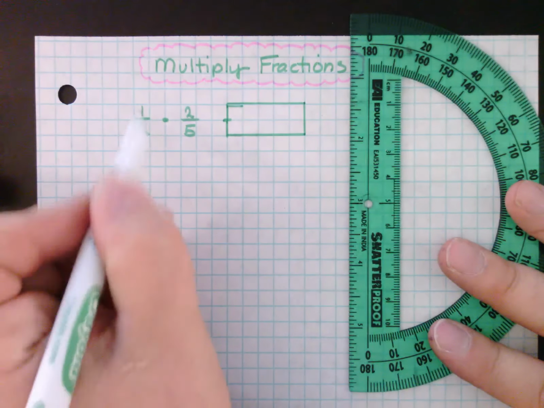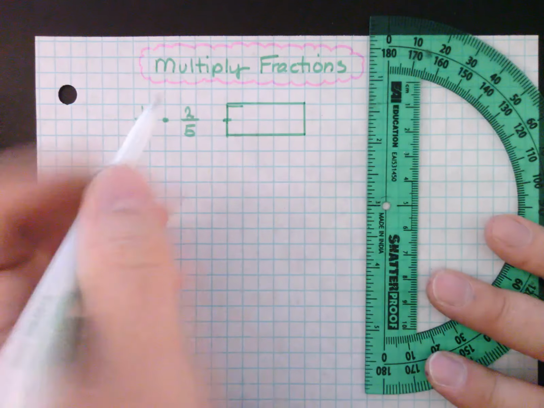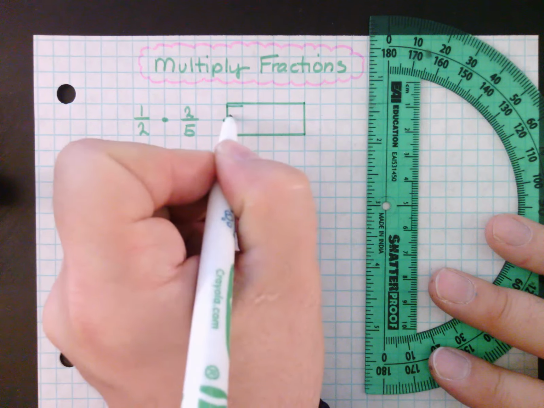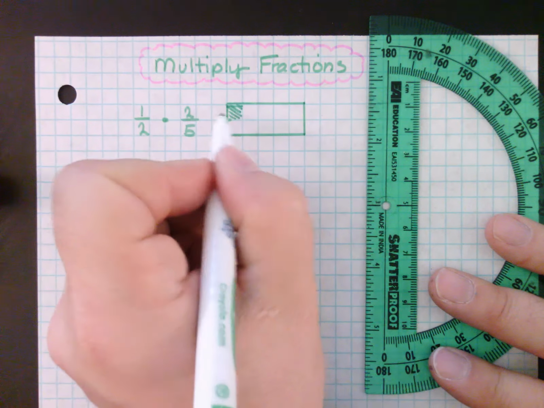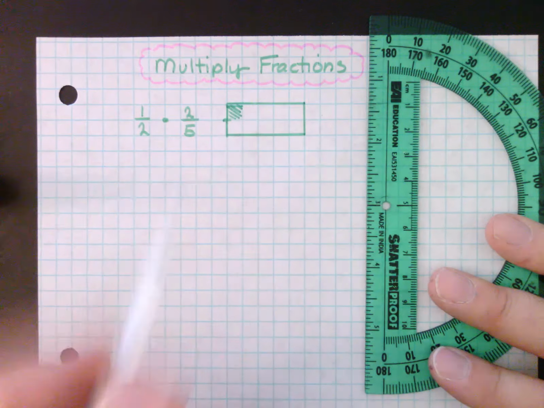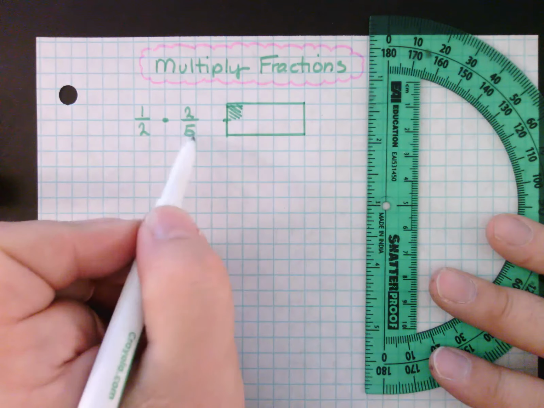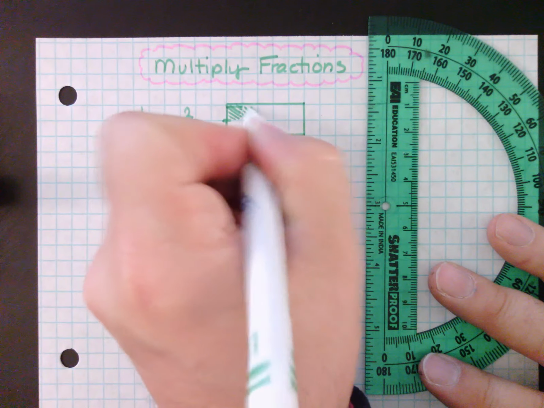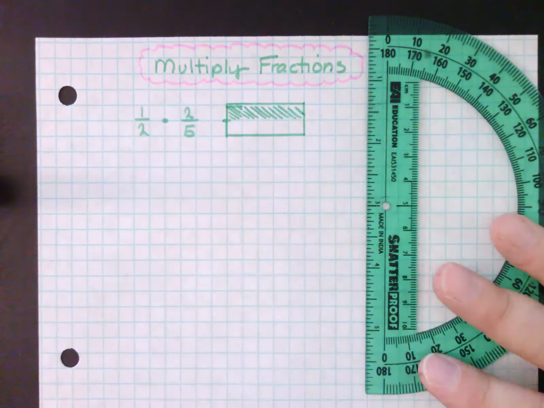Well, this says 1 out of 2. So 1 out of 2 would be this row. That would be 1 out of 2 rows. But this one's showing 2 out of 5. So actually, if I did this, that'd be 1 out of 2.